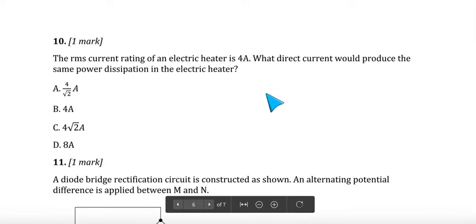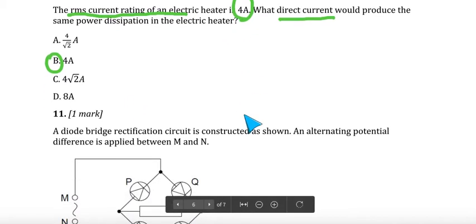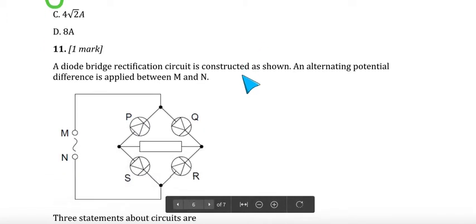Number 10. This one is about knowing the terminology. RMS current rating is 4 ampere. So when we see this, we should know that the direct current equivalent is the same thing. Our answer, straightforward, is 4. That's as given. We should know that these mean the same thing.